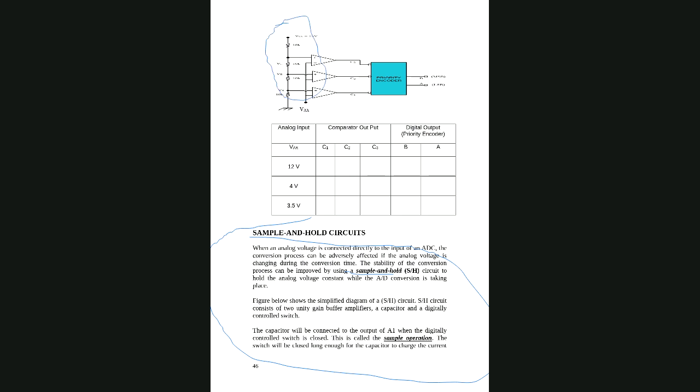We have three comparators, so one resistor must be here, then here, then here, then here. We cannot just keep any voltage here like this. This is the way we do. This is the first thing.